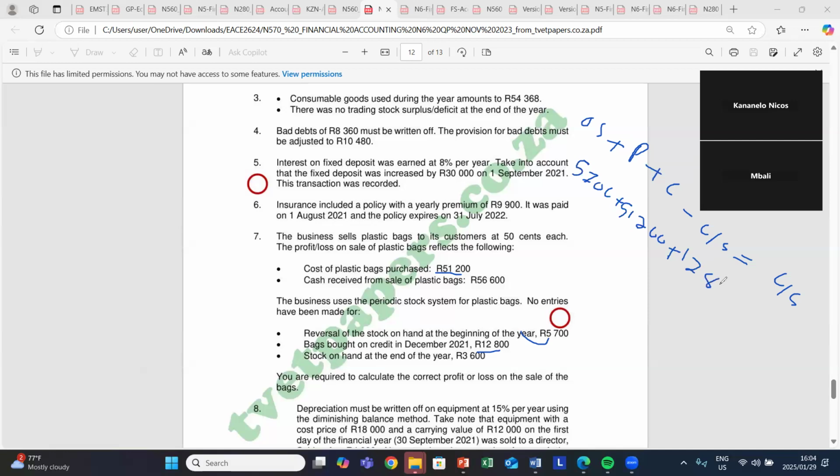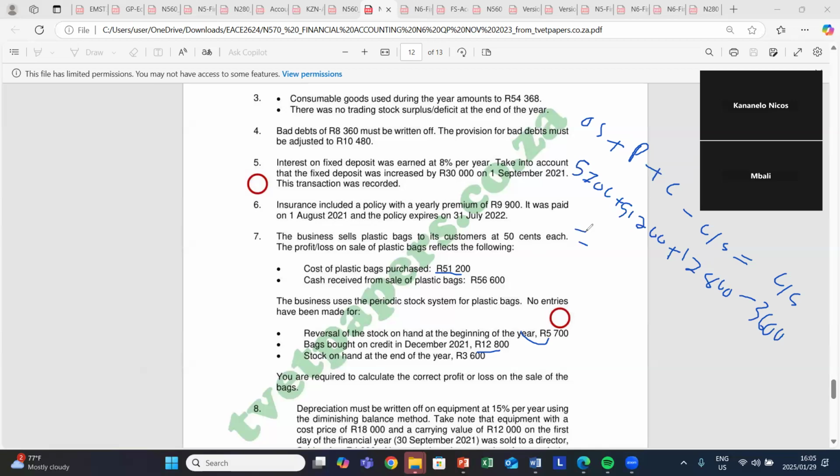Do you have your carriage on purchases there? You don't have it. Do you have returns? You also don't have returns. You know that your returns, you also minus them. Do you have a closing stock? I do have my closing stock, so I'll minus 3,600 there. Therefore, we'll have your cost of sales.